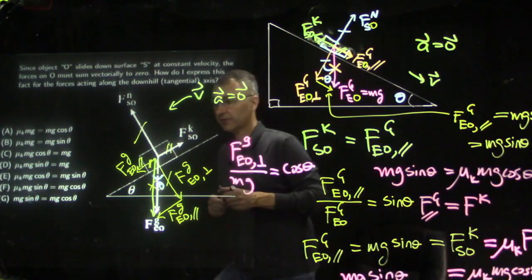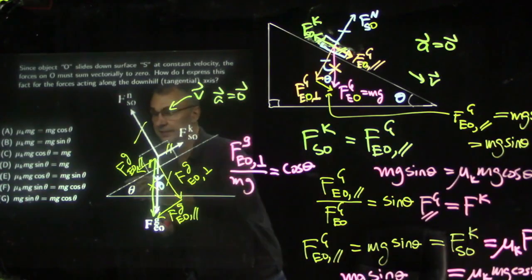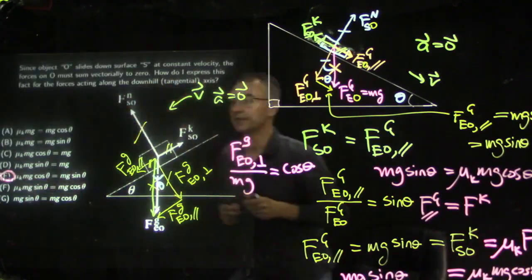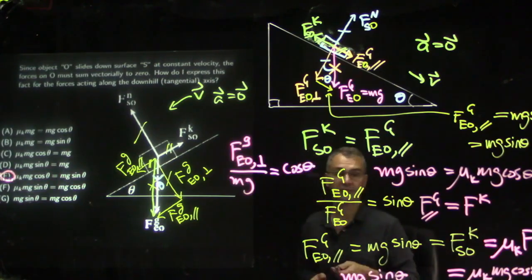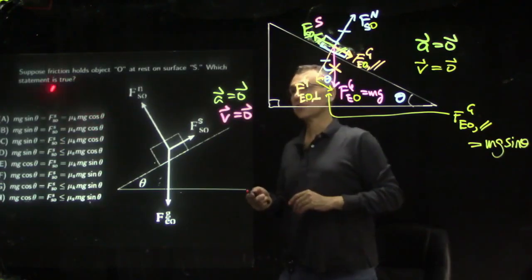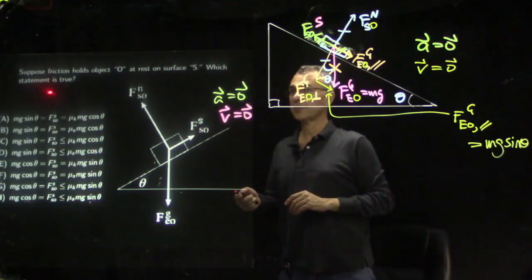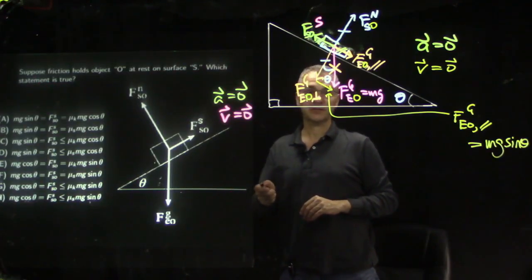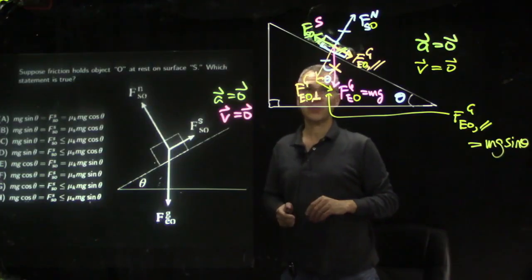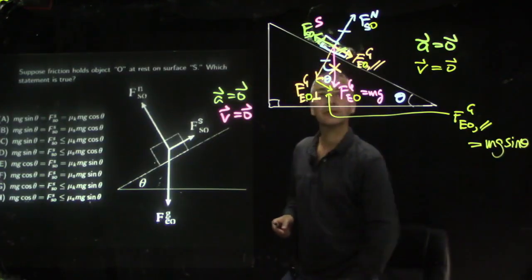So how do we express that? I think mu mg cosine theta equals mg sine theta. I think I like E, Echo here. Mu k mg cosine theta equals mg sine theta. I like that one. Suppose friction holds object O at rest on the surface. Which statement is true? Okay, so now the acceleration is zero, so the forces have to balance. The velocity is zero, so it has to be static friction rather than kinetic friction.